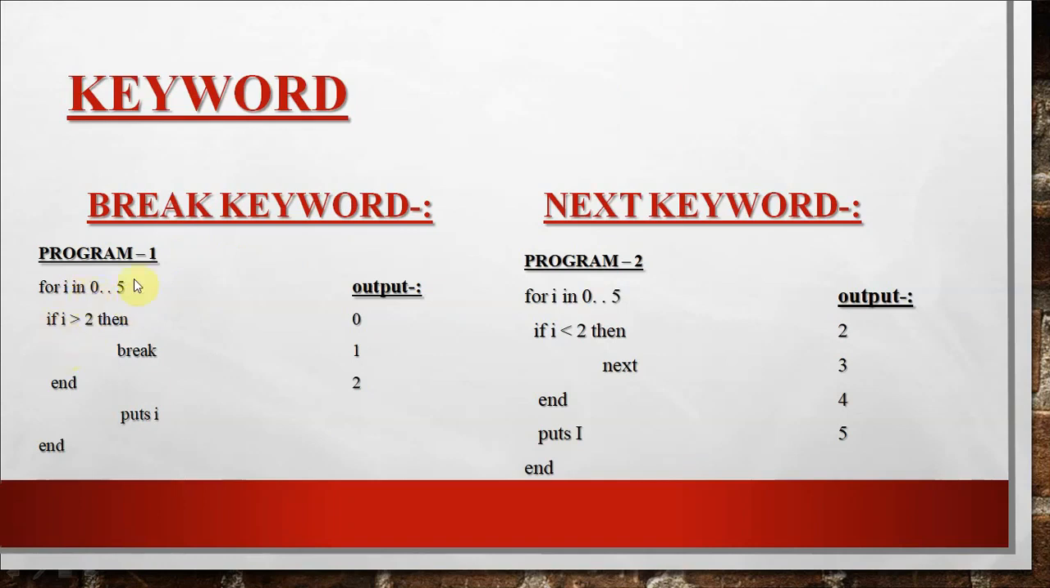So here we have a for loop from 0 to 5, I in 0 to 5. So initially I will be 0. If I is greater than 2, then break. Otherwise, तो यहाँ पे हम इसको अगर 2 से greater है तो break कर देंगे. तो initially I is 0, 0 is not greater than 2, so it will not break. And then we'll print the value of I, which will be 0.